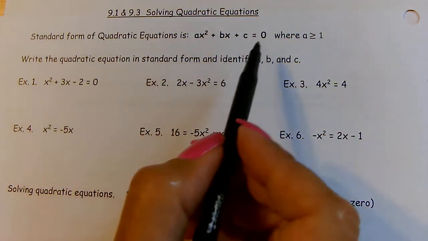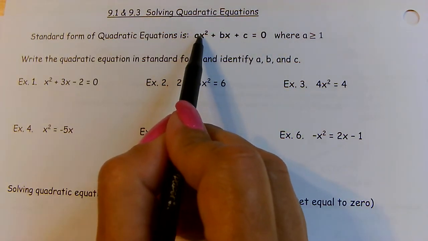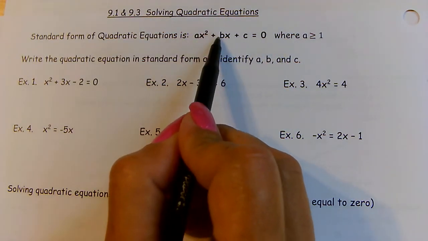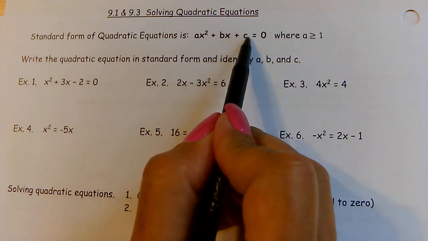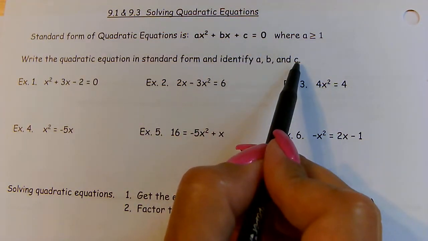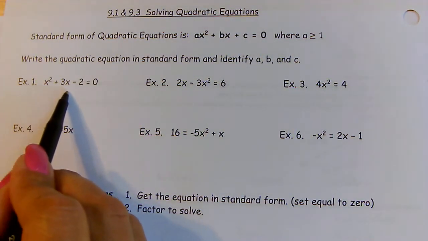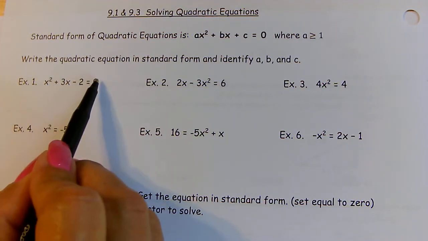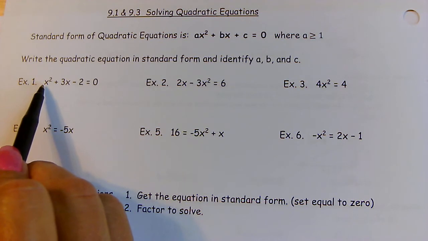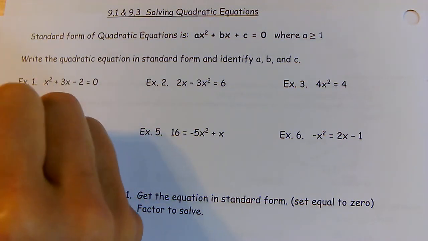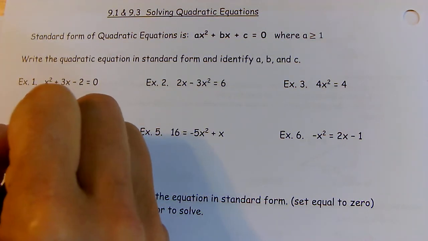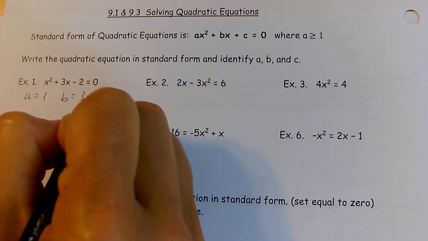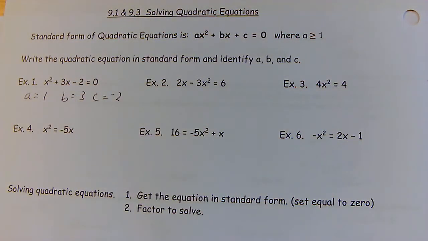So there is a standard form to identify. A is the coefficient in front of the x squared, b is in front of the x, and c is the constant by itself with no variable. So this quadratic equation is in standard form. The a is positive, everything's over to one side, it's set equal to 0. A is positive 1, b is positive 3, c is negative 2.